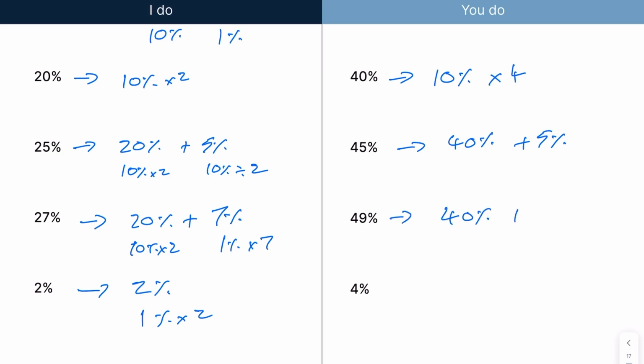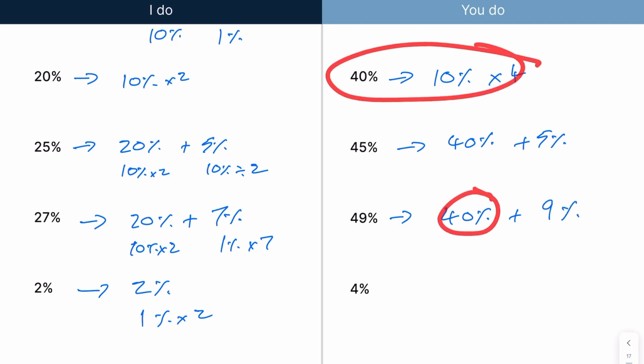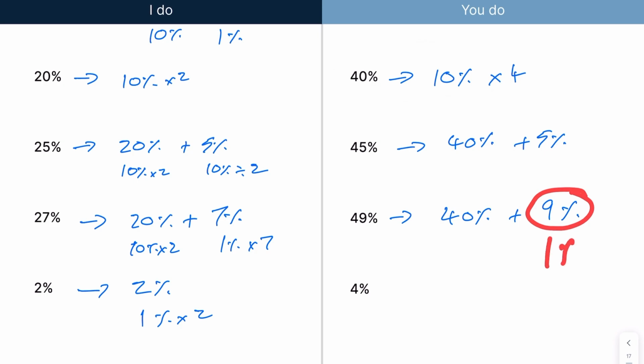Again, I would break this into 40% and 9%. And again, to find 40%, that's already done there. And to find 9%, just find 1% and times it by 9. And then finally, to find 4%, I would just find 1% and times it by 4. So hopefully you can see how 10% and 1% can help us solve all of these in a non-calculator case.